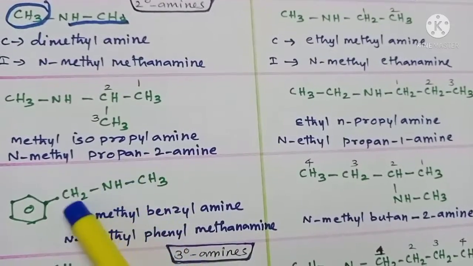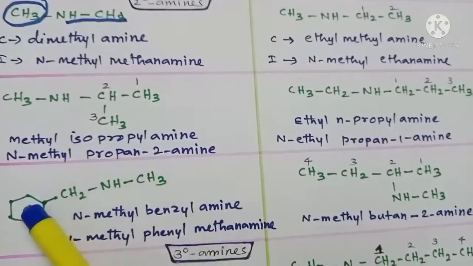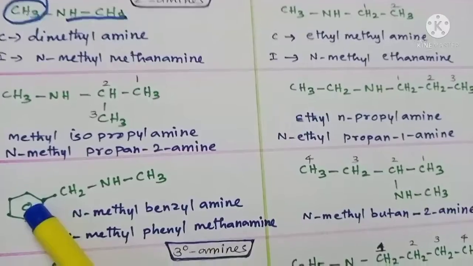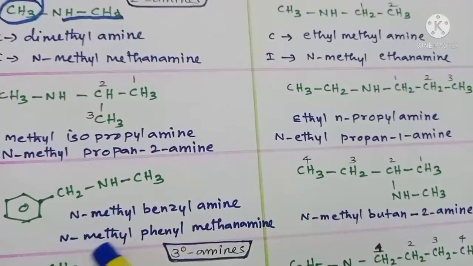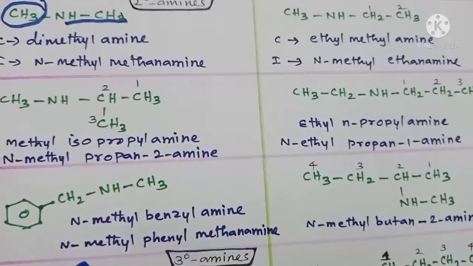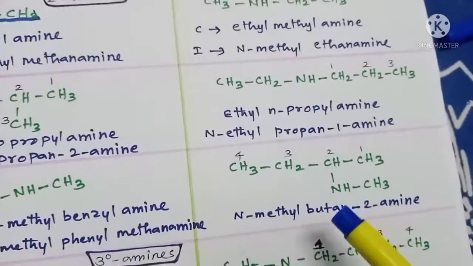One carbon derivative, methanamine. These two are substituents. One is methyl, another one phenyl. Methyl, phenyl, methanamine. But the methyl group is attached to nitrogen, so we use N-methyl phenyl methanamine. Okay, right. So now we go for the next one.